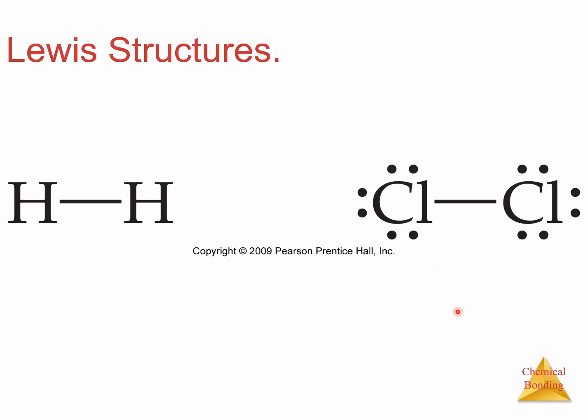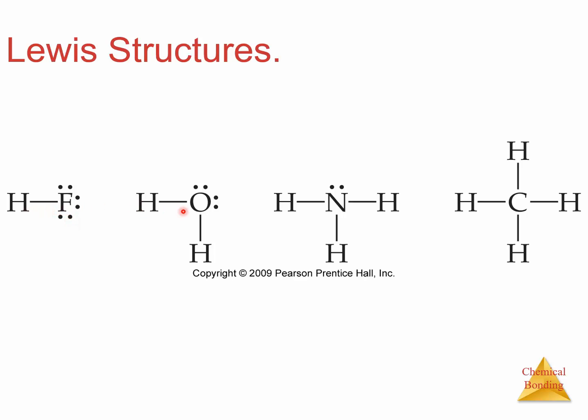Now, for nonmetals, the number of valence electrons in a neutral atom is the same as the group number. Therefore, one might predict that 7A elements such as fluorine would form one covalent bond to achieve an octet, 6A elements such as oxygen would form two covalent bonds, 5A elements such as nitrogen would form 3, and 4A elements such as carbon would form 4. Then fluorine forms 1, oxygen forms 2, nitrogen forms 3, and carbon forms 4, as you can see here.